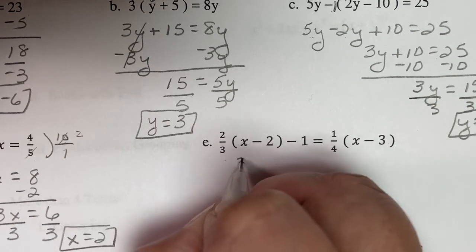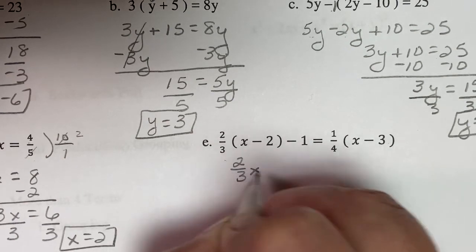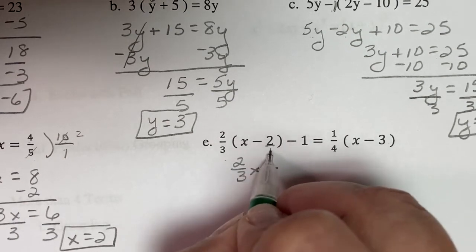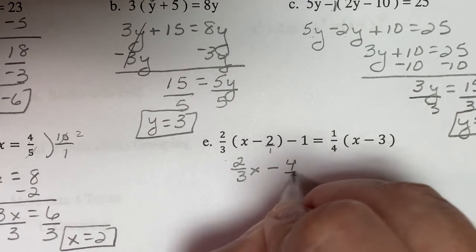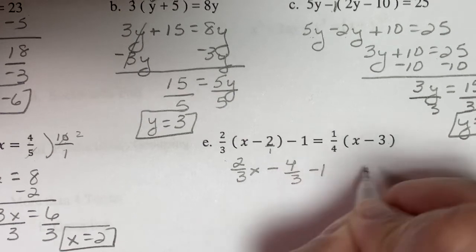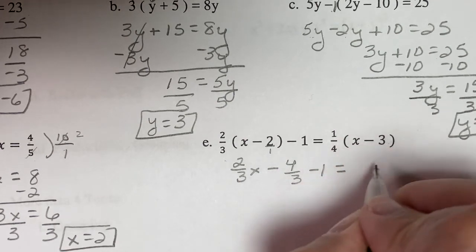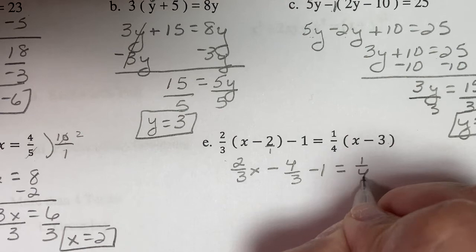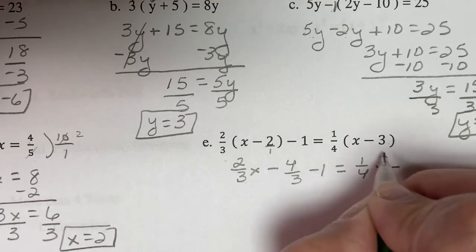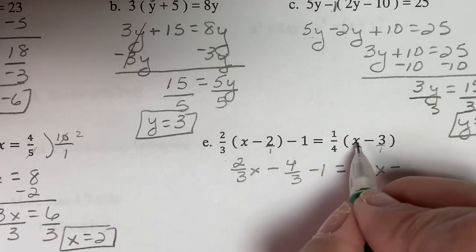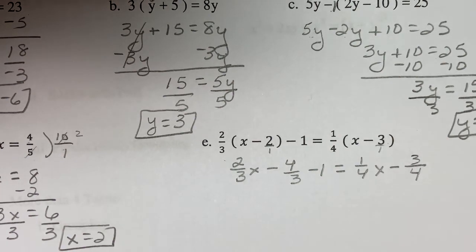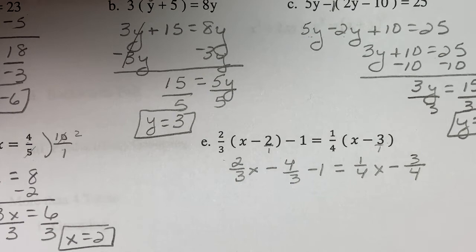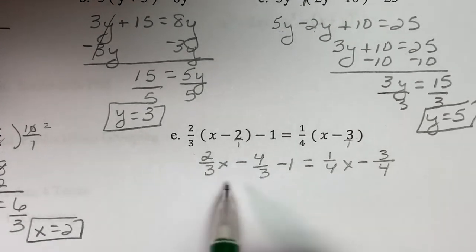So 2/3 times x is 2/3 x minus, now this is really over 1. So if I multiply straight across, you can see I'm going to get 4/3 minus 1 equals, let's distribute through the 1/4. So we'd have 1/4 x minus, this is really over 1. So 1/4 times 3 over 1 is 3/4.